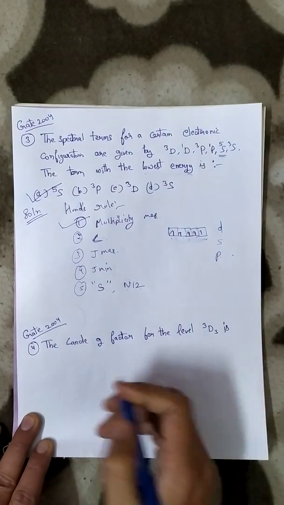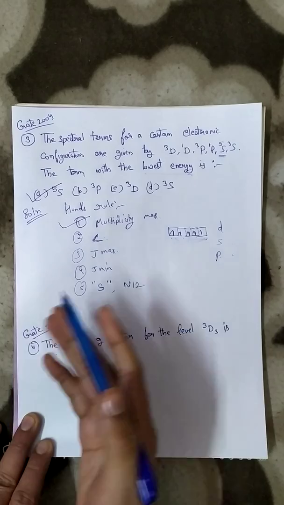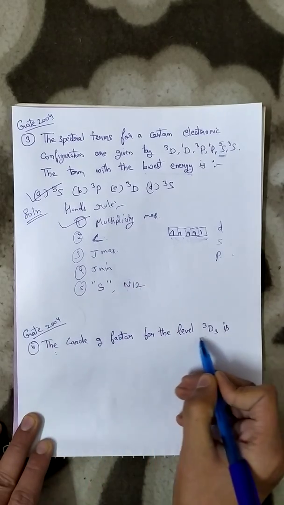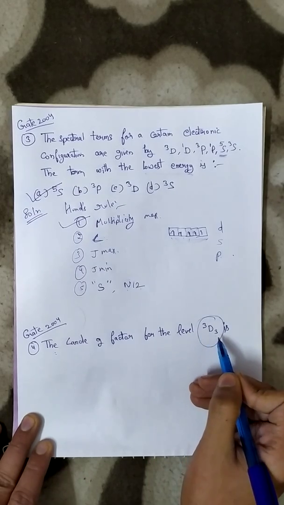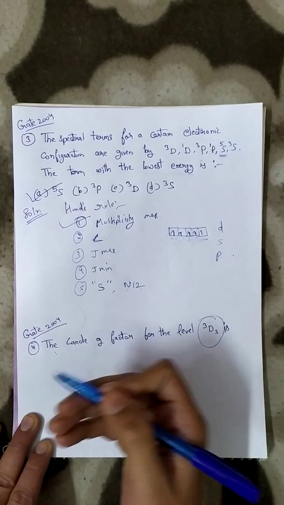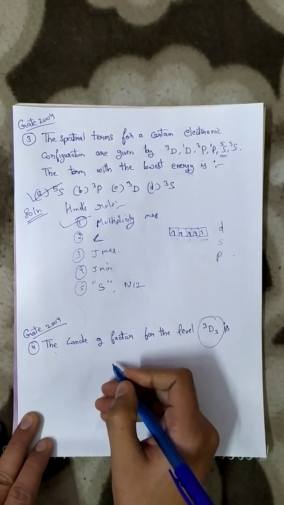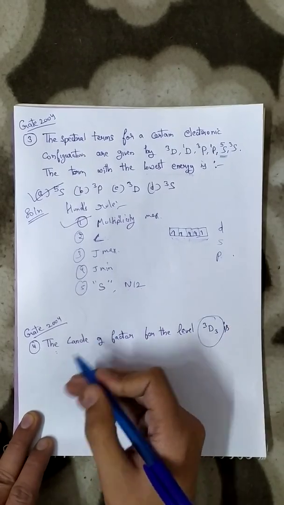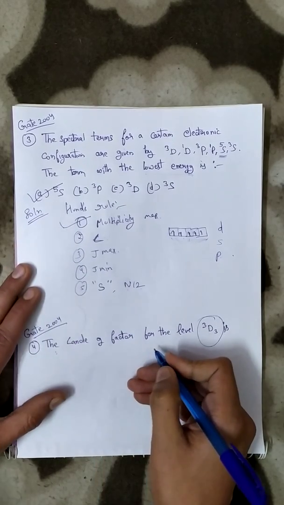Now the next question, the fourth question, is from GATE 2004. The same question that you did previously. So the Lande g factor, they're asking for the 3D3 term. You can easily calculate S, L, J value, and you can find out the Lande g factor. So in GATE there are lots of question repeats. Okay, so you need to do your preparation like this.